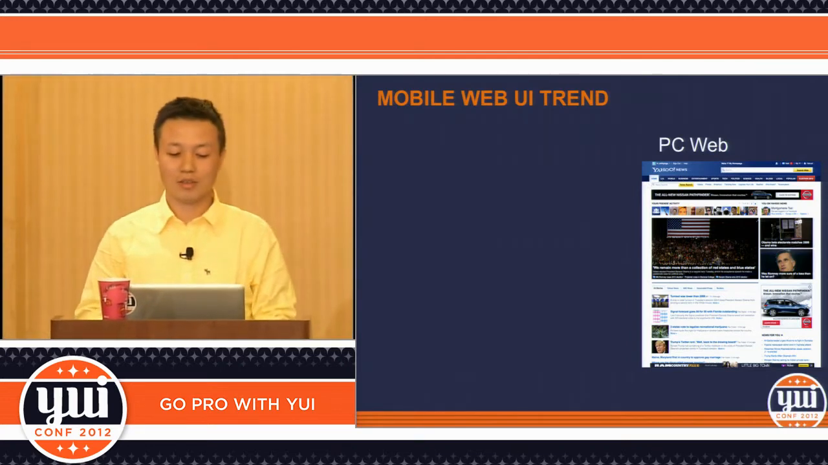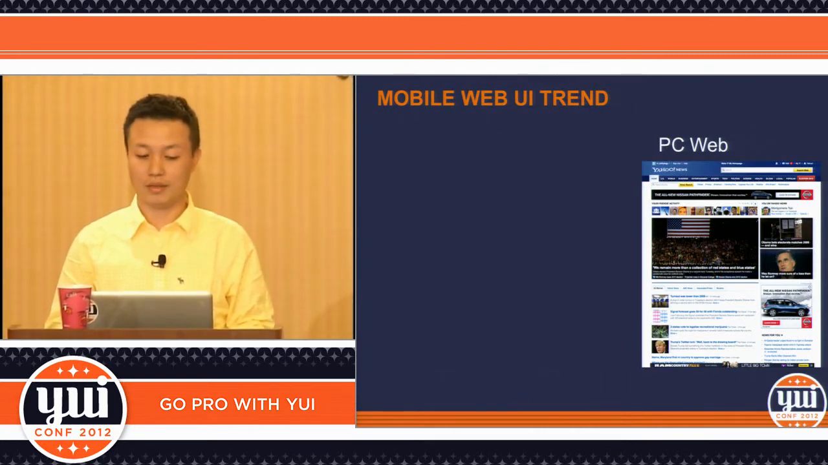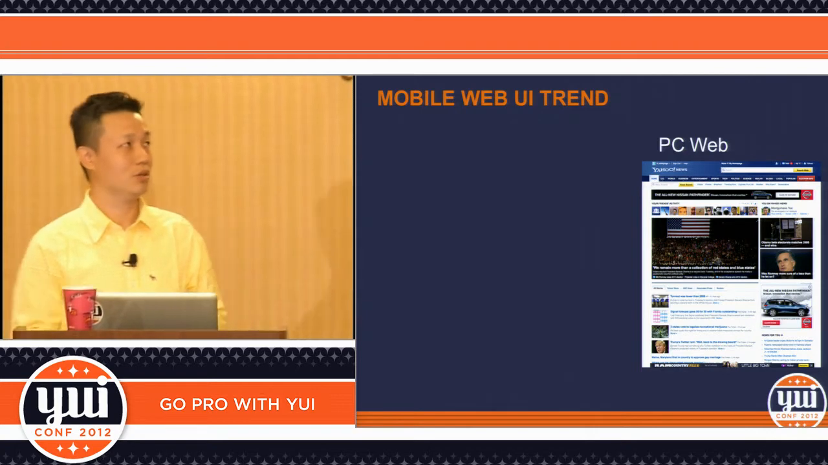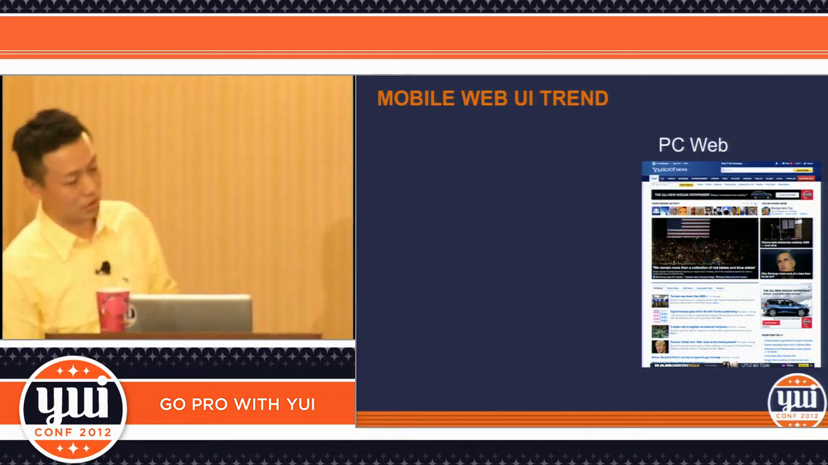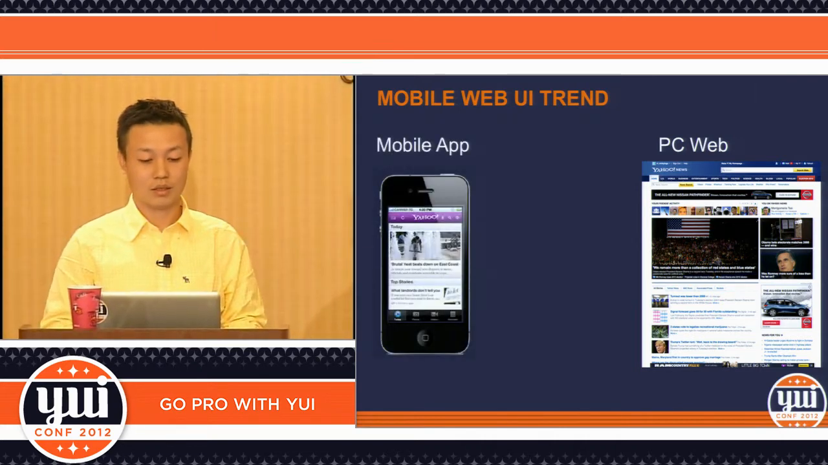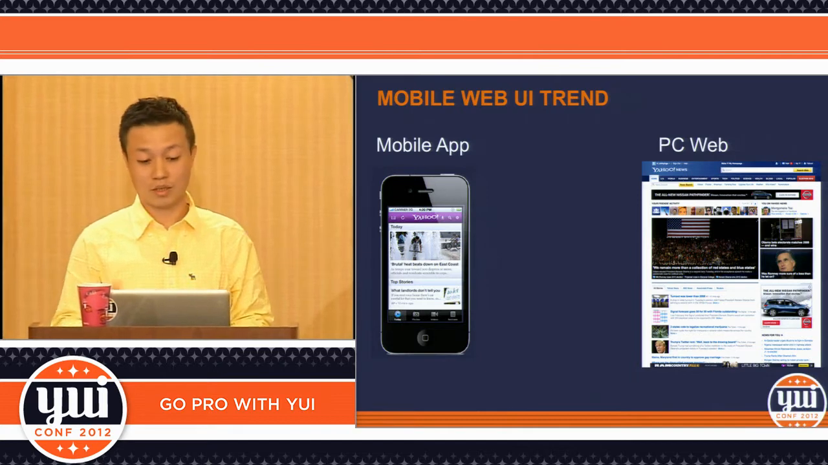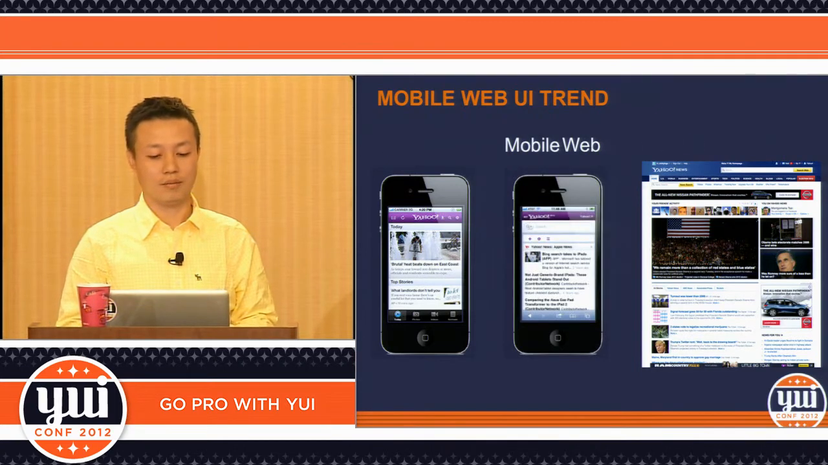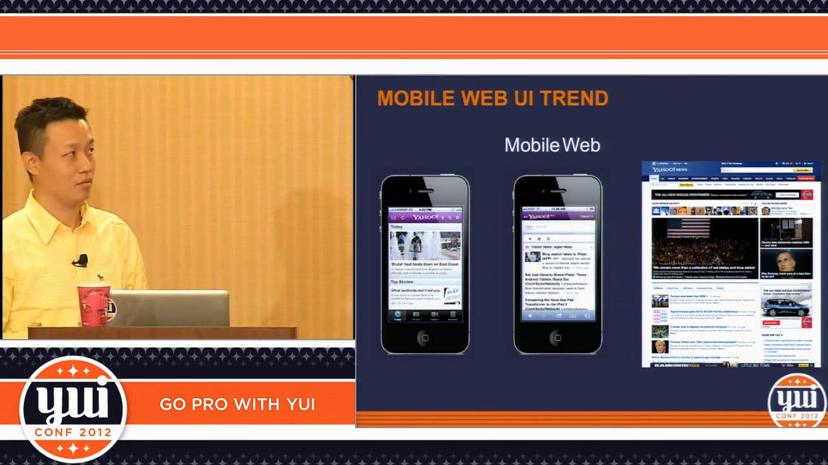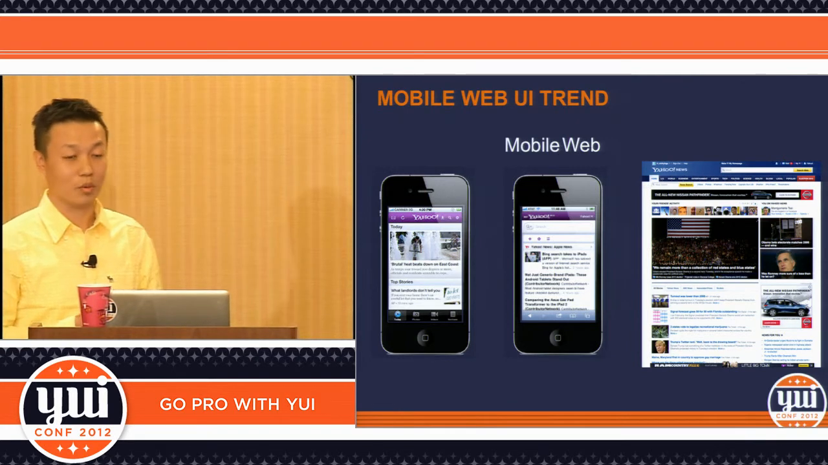Okay, so first of all, we'll introduce some of the mobile web UI trends. This is a typical website. This is Yahoo News, the PC web. I think most of you must be familiar with the mobile app. So actually, mobile web contains the web content in a mobile device.